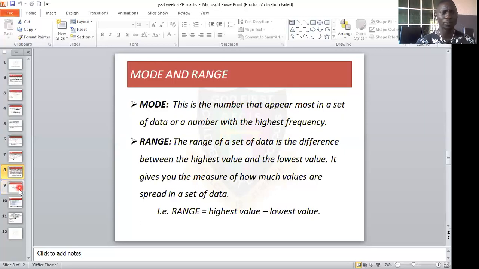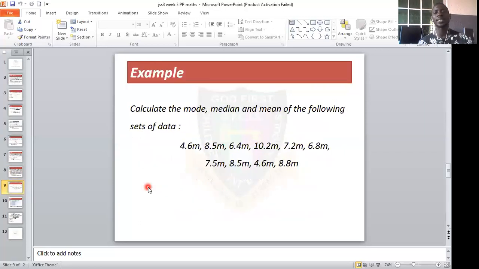So we take an example. Calculate the mode, median, and mean of the following set of data. So this is a set of data: 4.6 meter, 8.5 meter, 6.5 meter, 10.2 meter, 7.2 meter, 6.8 meter, 7.5 meter, 8.5 meter, 4.6 meter, 8.8 meter.